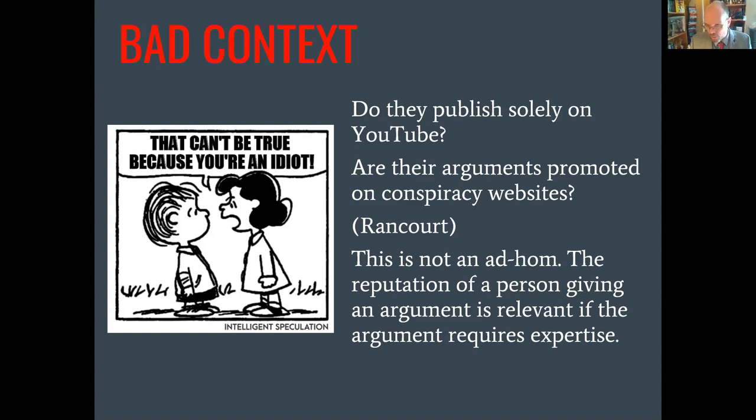But are they only publishing on YouTube? Do they not have peer-reviewed articles? When they merely try to post something on ResearchGate, does it get pulled down because it's considered misinformation by the scientific community? Are the places that you end up finding their arguments right along conspiracy theory websites? So Rancourt has this problem. His anti-mask arguments appear on websites right along articles about conspiracy theories about Bill Gates really being a Nazi and that kind of stuff. That's a huge red flag.